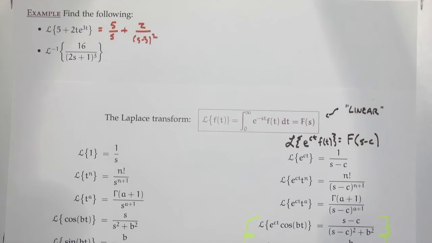What's the difference between the two? The Laplace transform that is e to the ct, t to the a, right below. What's the difference between those two? Well, n here is a whole number, like 1, 2, 3. a here is any number. n factorial is relatively easy to compute. Gamma of a plus 1 will give you nightmares. So that's the difference between those two.